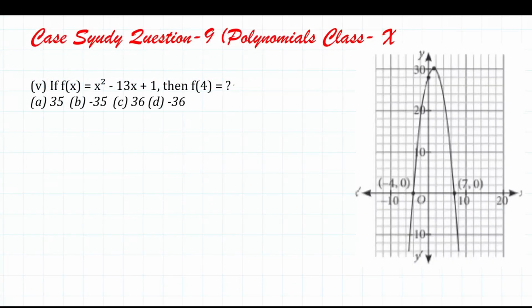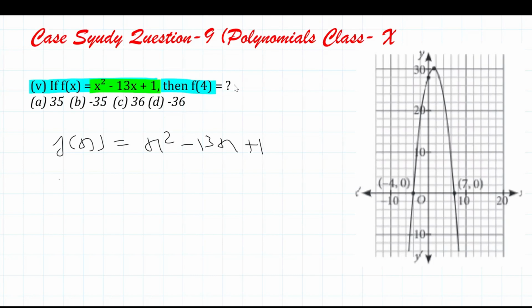Now let's come to the next. In the fifth part, it says if f(x) is equal to x square minus 13x plus 1, then find f(4). This should be very easy. I mean, a student of class ninth also can do it, because we have done these things in class ninth. So we know f(x) is x square minus 13x plus 1, and what you have to find out is f(4). That means wherever there is x, we'll replace it by the number 4.